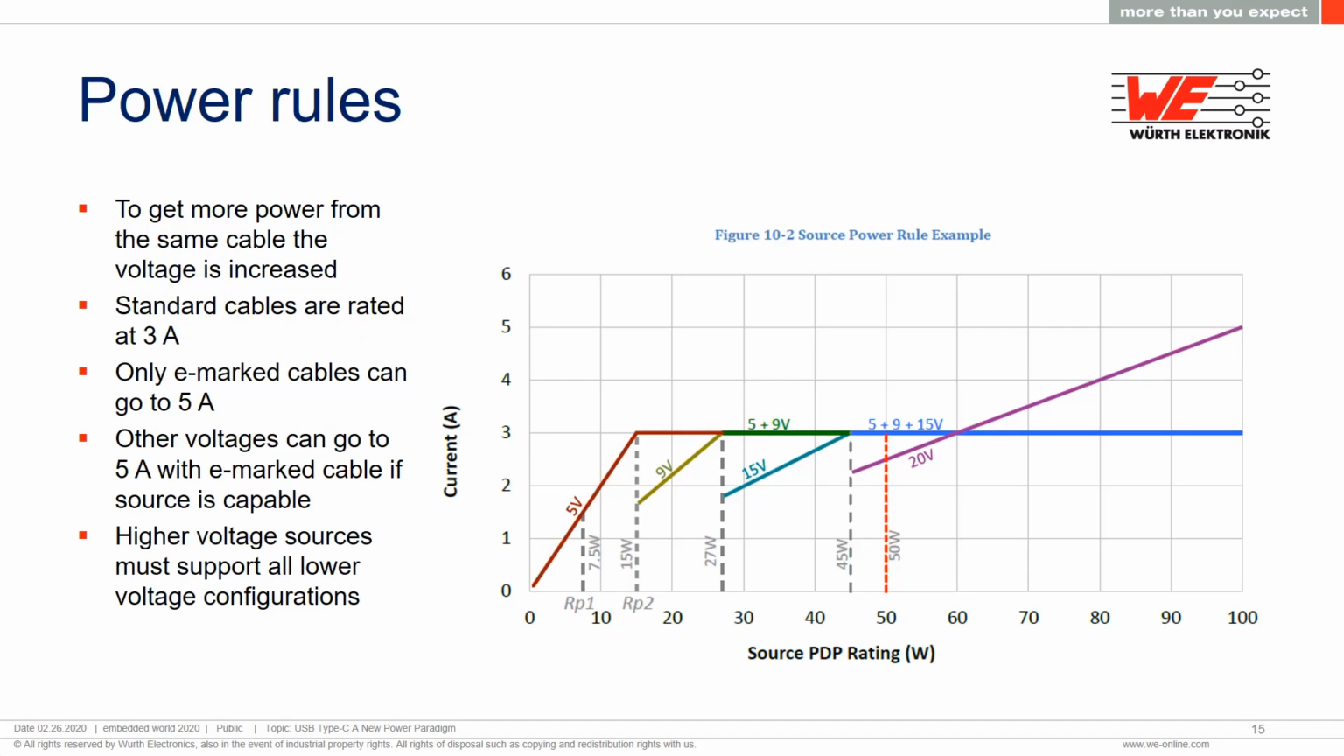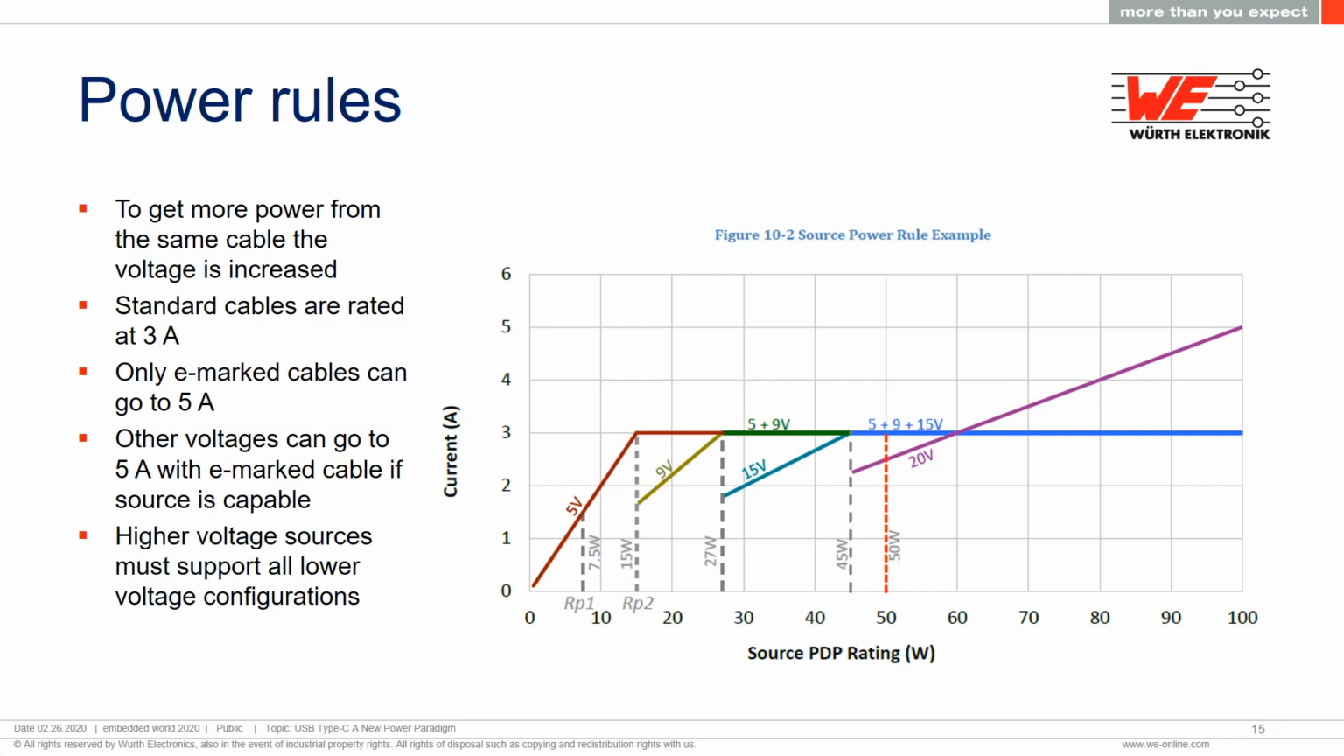These are the basic power rules. More power is available through the cable because the voltages are increased. Standard cables are rated for 3 amps. The standard voltages are 5 volts, 9 volts, 15 volts, and 20 volts. Oddly, 12 volts is not included here, but it's actually often used as an example in the specification.